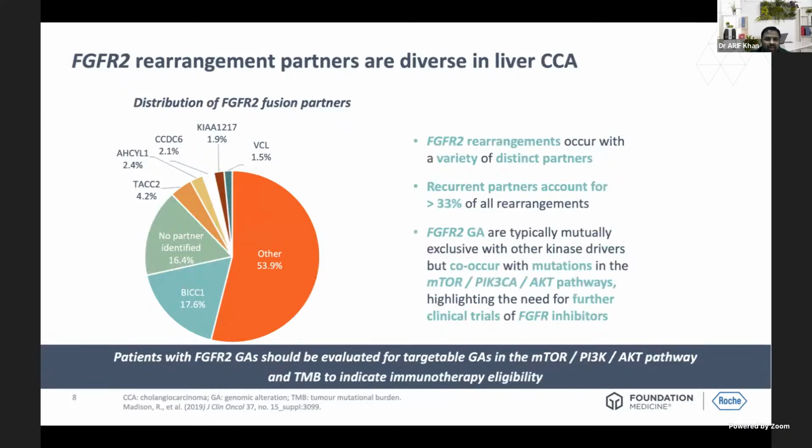So the FGFR alterations are common basically in the intrahepatic cholangiocarcinomas. The predominant ones are the fusions. The fusion partner is the BICC1 gene, and these can occur with mutations in the other pathways like mTOR, PIK3C and AKT pathways, and thus this highlights that these alterations can be targeted. We have drugs for the mTOR pathway, for PIK3 we have got drugs, and also we can target the AKT genetic alterations. So when FGFR is concurrently found with these alterations, we can target it using dual drugs.